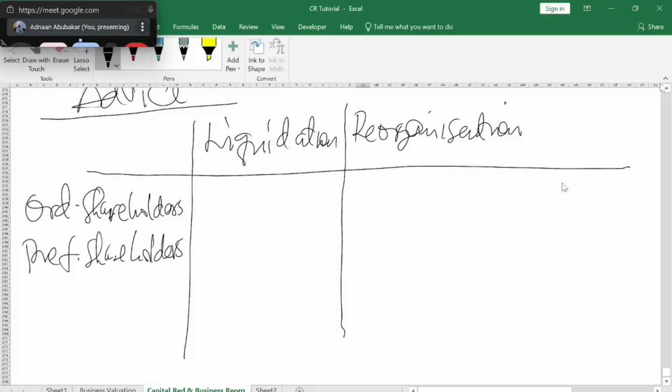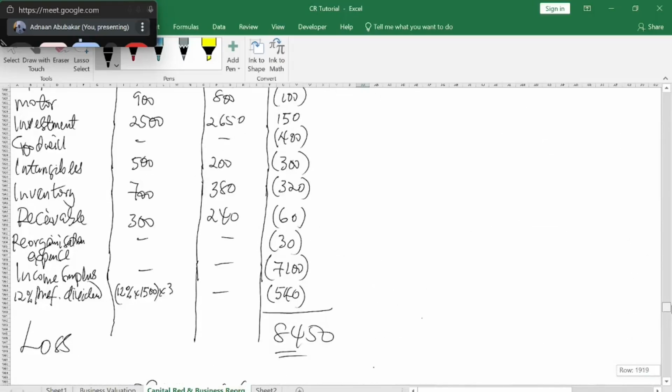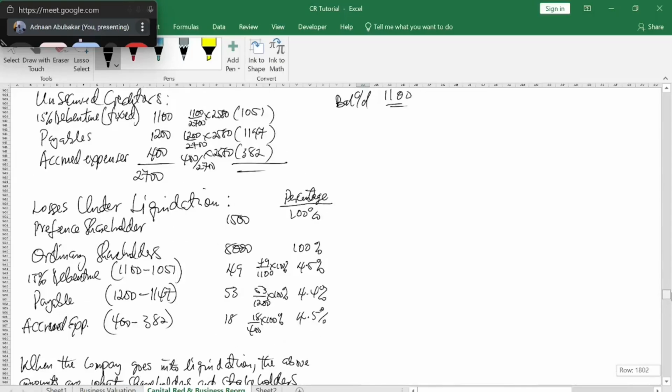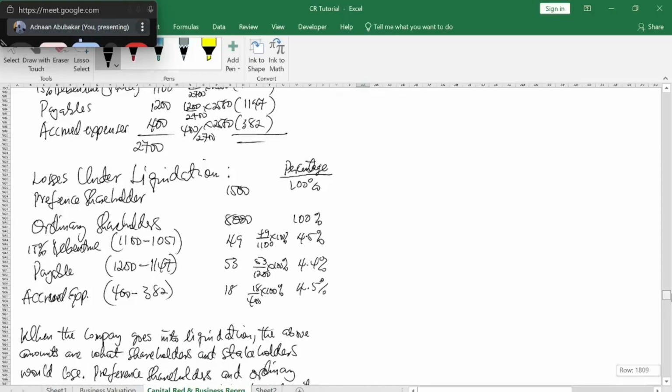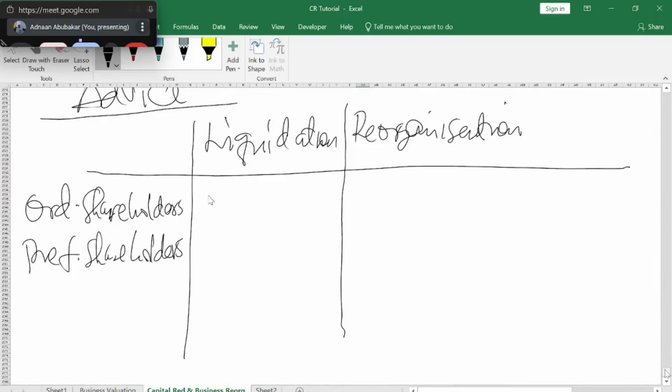They will lose how much? When it comes to liquidation, the ordinary shareholders are going to lose 100%, right? So you come here. They are going to lose 500,000, which is 100%, and preference shareholders 8,000, which is 100%.